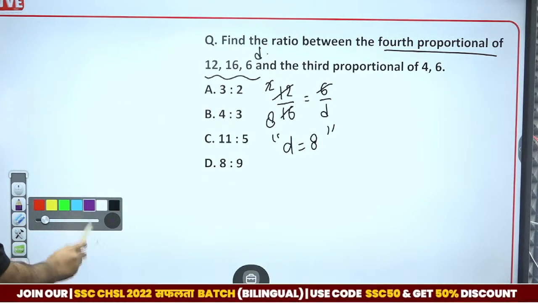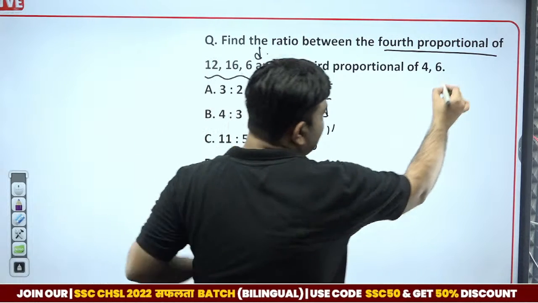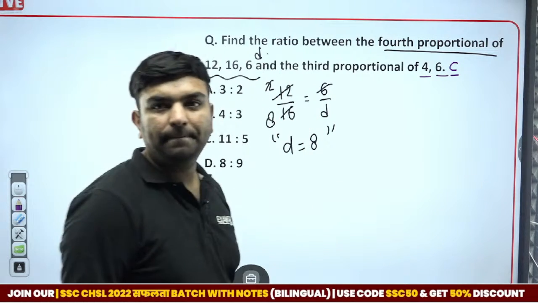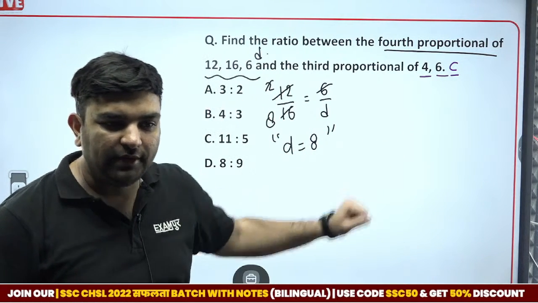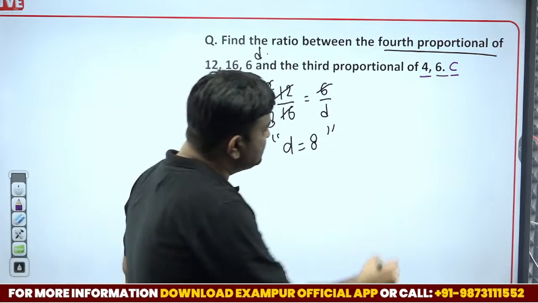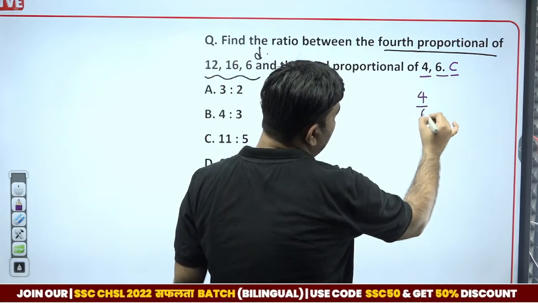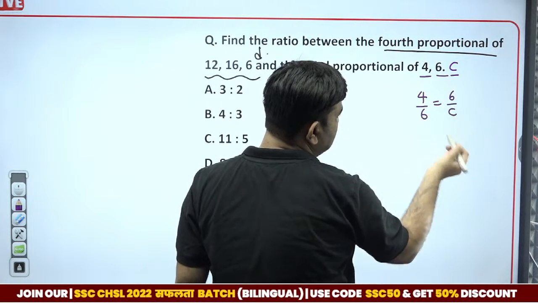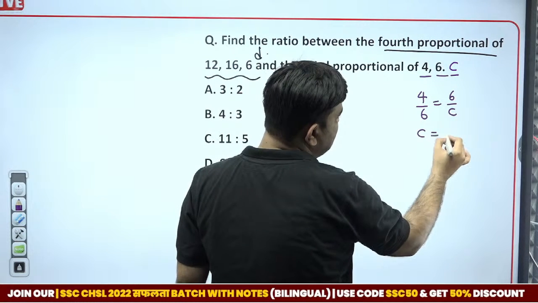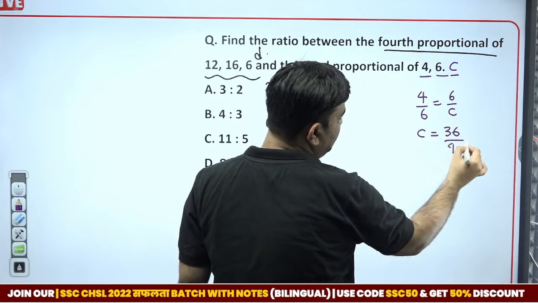And the third proportional of these two numbers. Let the third proportional be C. So this is the proportionality of three numbers. What is the condition for the proportionality of three numbers? A upon B is equal to B upon C. So C is 36 by 4, which is 9.